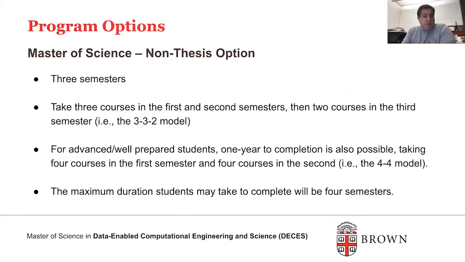Okay, so the 2 options. Let's talk about the Masters of Science non-thesis option, and this is likely going to be the option for most students. It takes 3 semesters: you can take 3 courses in the first and second semesters, and then 2 courses in the third semester. So if you start in the fall, you'll go through fall and spring. This will enable you to perhaps do an internship in the summer, come back and finish the degree. For more advanced, well-prepared students, a 1-year completion is also possible, but you'll have to take 4 courses in each semester, which is quite a load, but it is doable. And as I said before, the maximum duration is 4 semesters for the program.